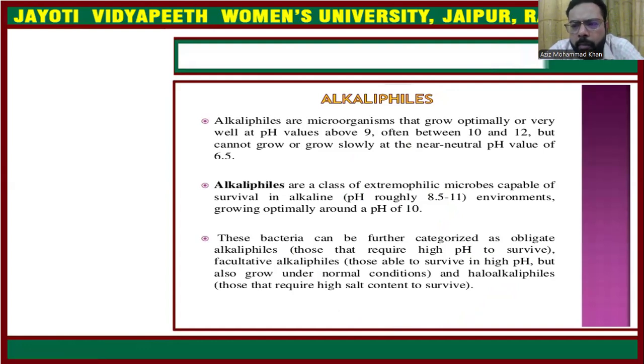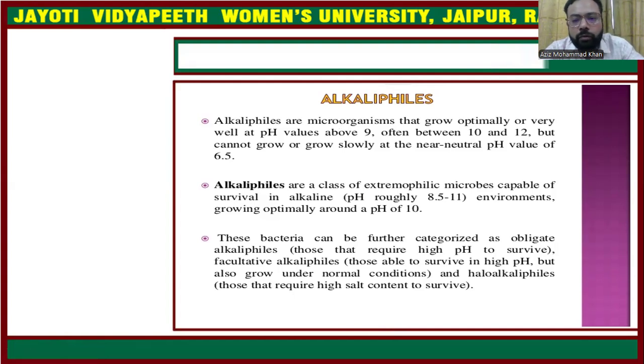So what are the high pH conditions? The pH conditions above 9 are the high pH conditions, and the microorganisms which grow above pH 9 are known as alkalophiles. Why do we call them alkalophiles? Alkali means alkaline environment, and phile means love. The organisms which love to grow at a pH of 9 and above, in the alkaline environment, are known as alkalophiles.